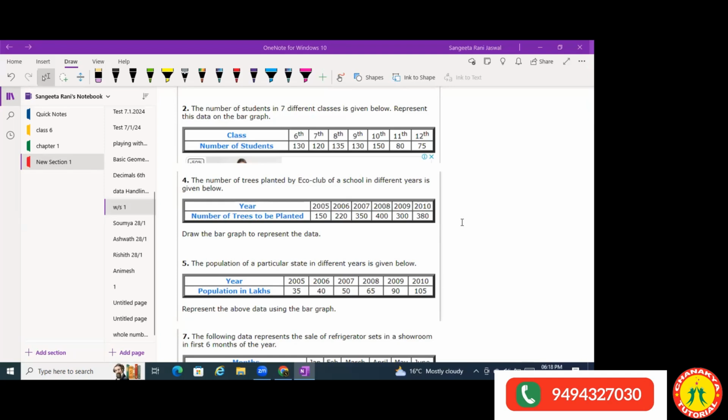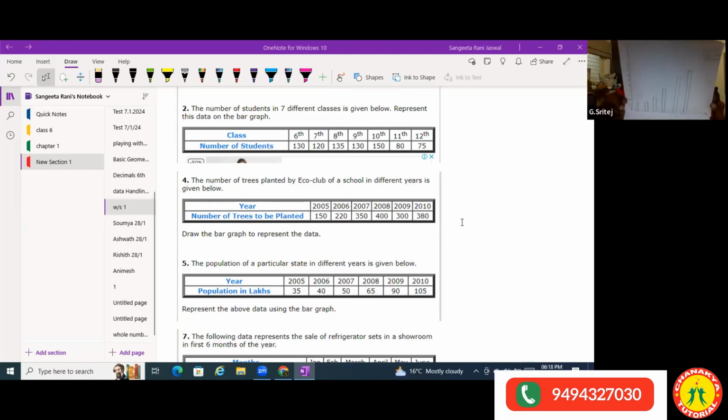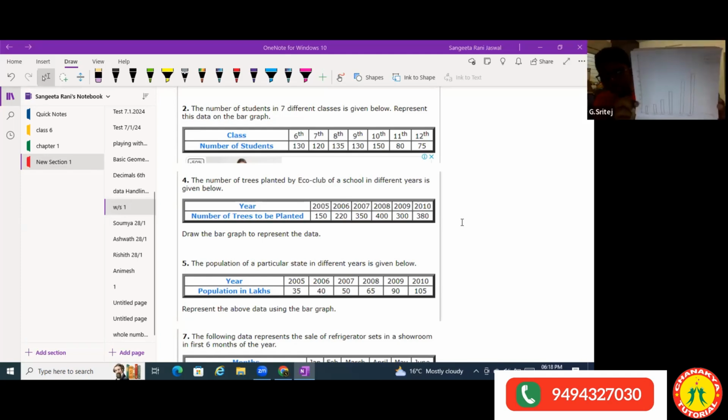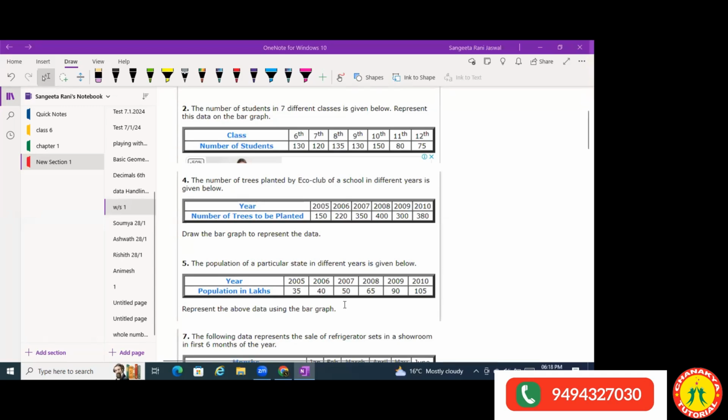Ma'am, can you see my screen? Yes. Okay, this was number 4 written here, no? Ma'am, like there on the screen is question number 5. Okay, this is question number 5. So this is 35, 40, 50, 65, 90 and 105. They are all in increasing order. So your bar is increasing from the smallest bar to the highest bar. Okay, good, Sritej. Please write the scale. Yes, Advika, this is your question number 2. Advika is doing it on a graph. Very nice, Advika.